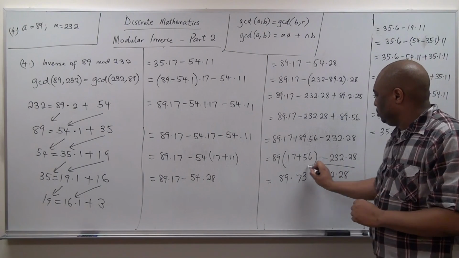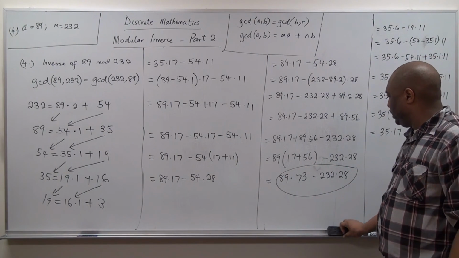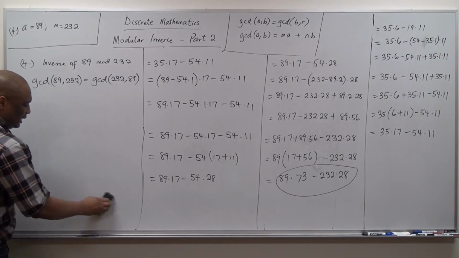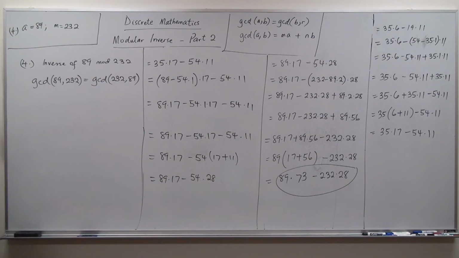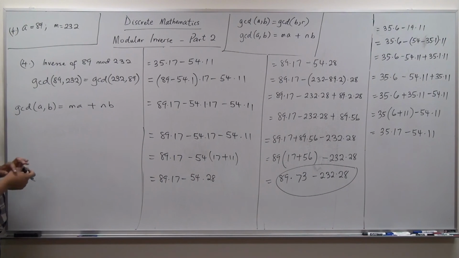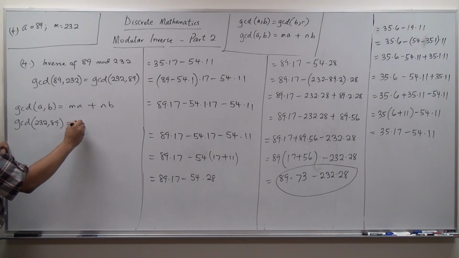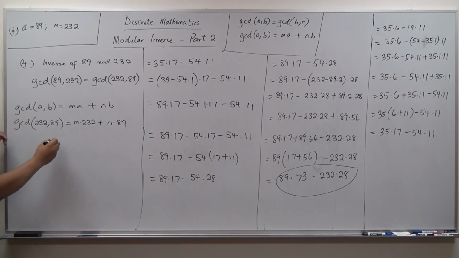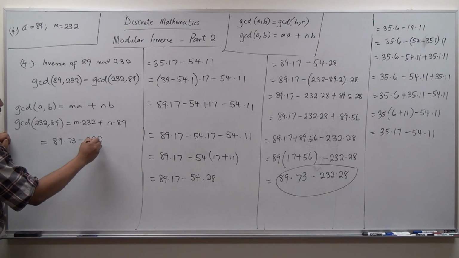We now want to go from here to find the inverse of 89 mod 232. So, probably when I erase this. So let's write the Bezout identity. Of course, Bezout identity is GCD of A and B is MA plus NB, where M and N are the Bezout's coefficients. So GCD of 232 and 89 is N times 232 plus N times 89. So we found it to be 89 times 73 minus 232 times 28.